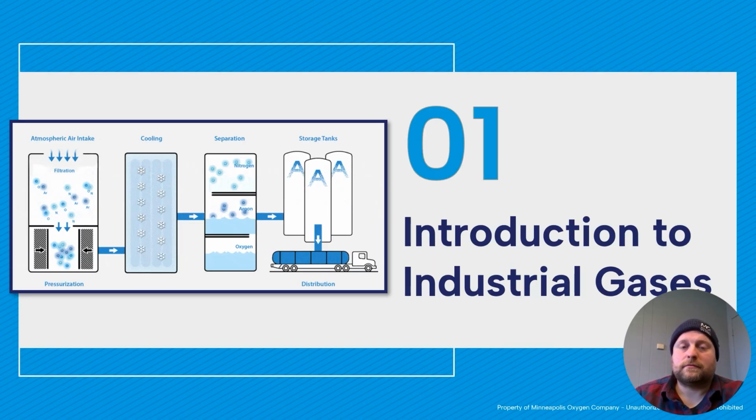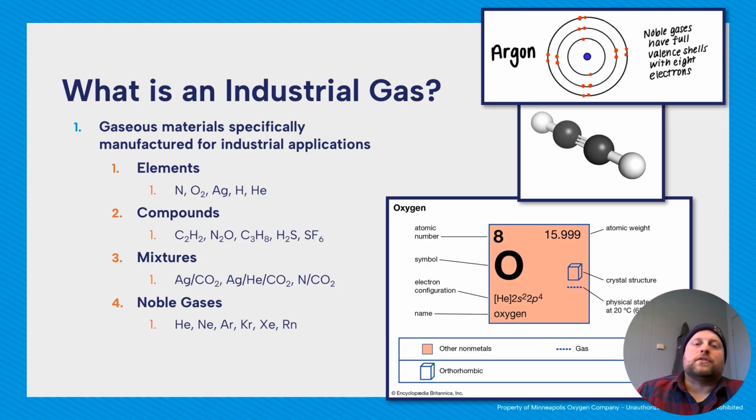So to start off, introduction to industrial gases. So what is an industrial gas? They're gaseous materials specifically manufactured for industrial applications. So they fall into three main categories, I would say, which is elements, compounds, and mixtures. So if we look at the elements here on this slide, we can see how good our chemistry brains are, see how well we remember these.